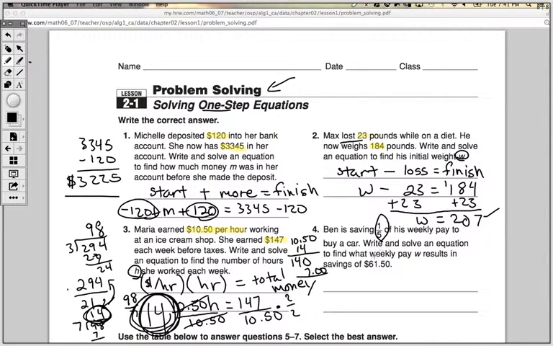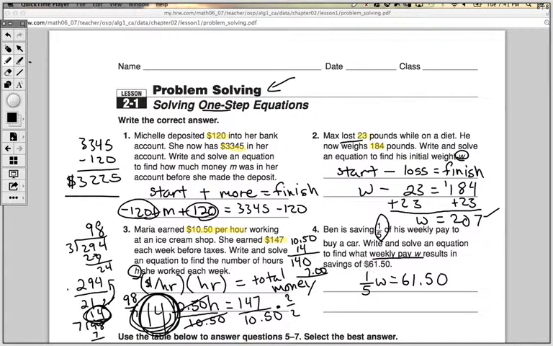Write and solve an equation to find the weekly pay W that results in the savings of $61.50. Oh, okay. So how does this work? Okay, so we're saving 1/5 of our weekly pay, and it's saying that that 1/5 savings is $61.50. Oh, okay. Well, that's not too hard.